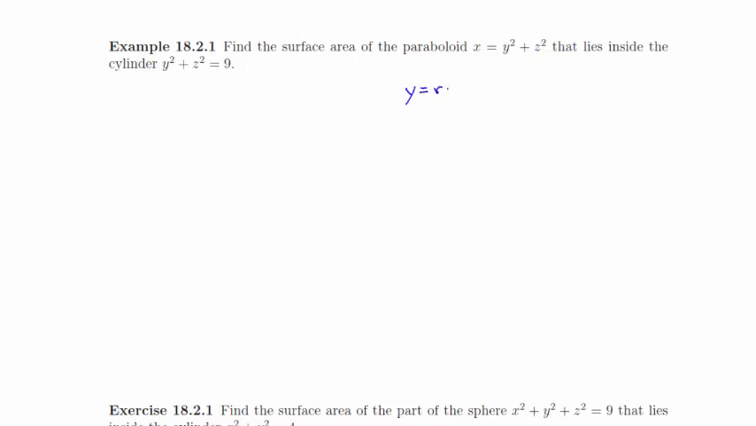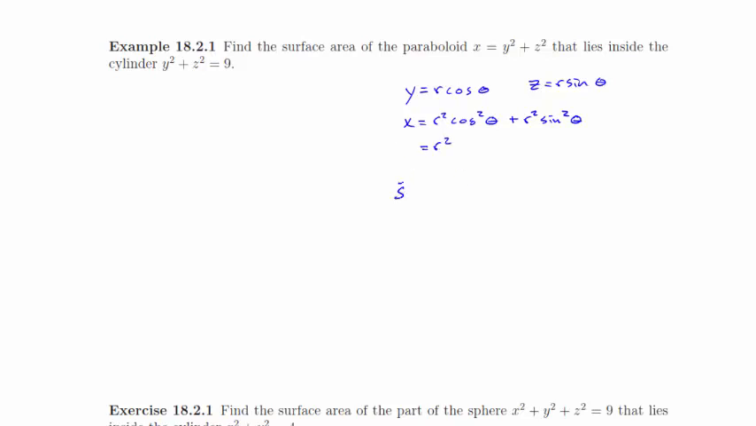attempt y equals r cosine of theta and z equals r sine of theta. And if we do this, then we get x equals r squared cosine squared of theta plus r squared sine squared of theta, which just equals r squared.